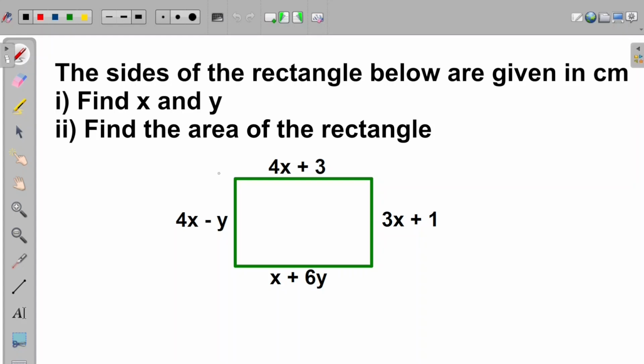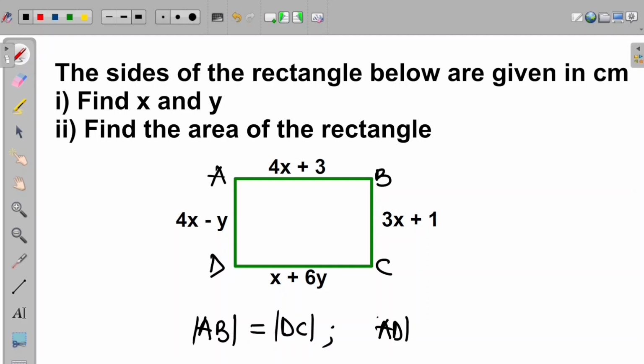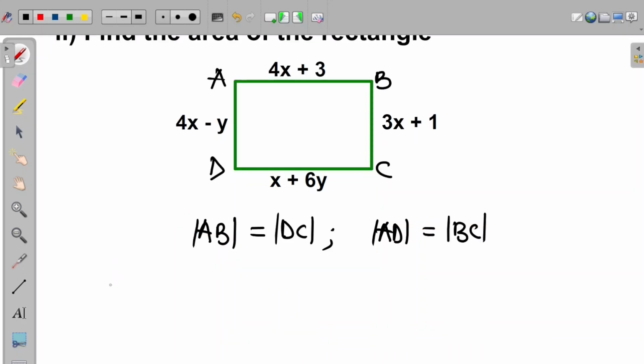So if we name here vertex A, vertex B, vertex C, and vertex D, we are saying that AB is equal to DC. Also, we are saying that AD is equal to BC. So, with this property of a rectangle, we can equate the sides that are equal and obtain a simultaneous linear equation, and then we can obtain the values of x and y.